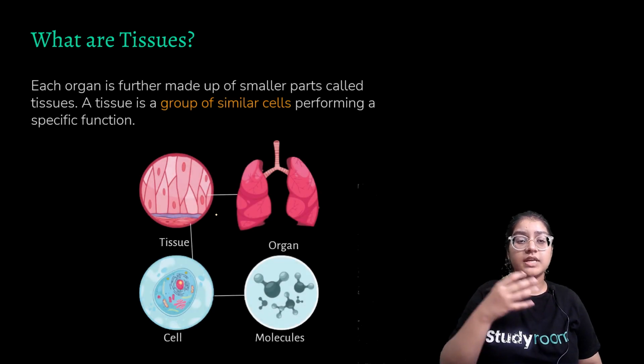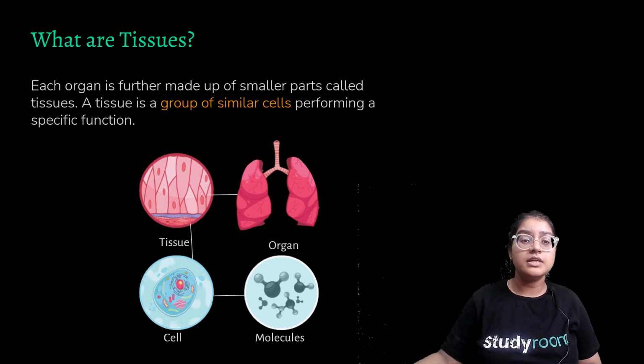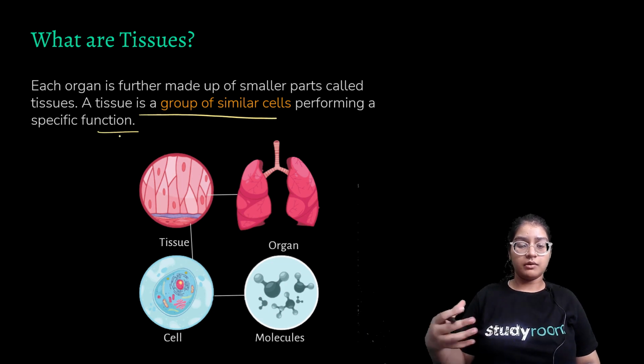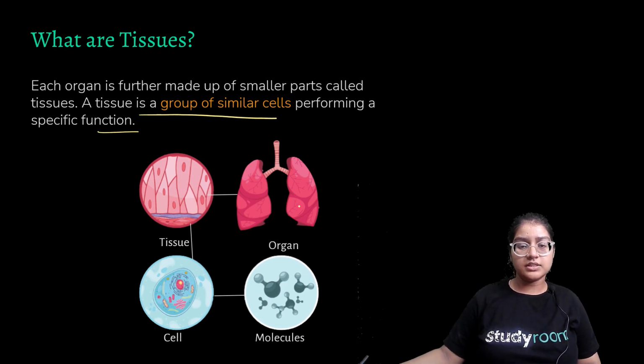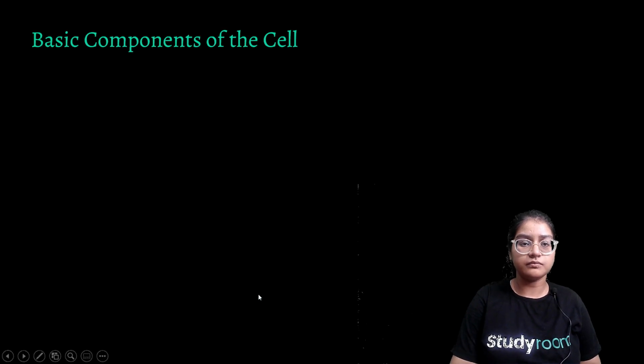What is tissue? So cells make tissue. So tissue is a group of similar cells performing specific functions. So different cells combine and make tissue. You can see here, cells make tissue, tissue makes organ, and organ makes organ system. So tissue is a group of similar cells.